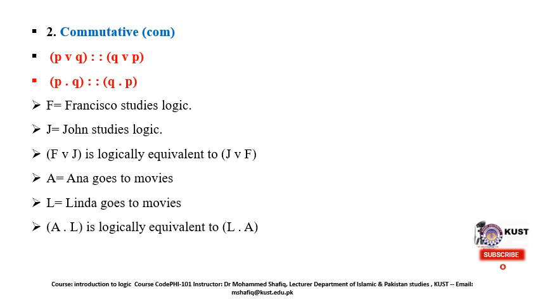And if we interchange it, or if we replace it with that, "Linda and Anna go to movies." So both have the same truth value. So P dot Q can be replaced with Q dot P. And that is the commutative rule of replacement. The third one is association.